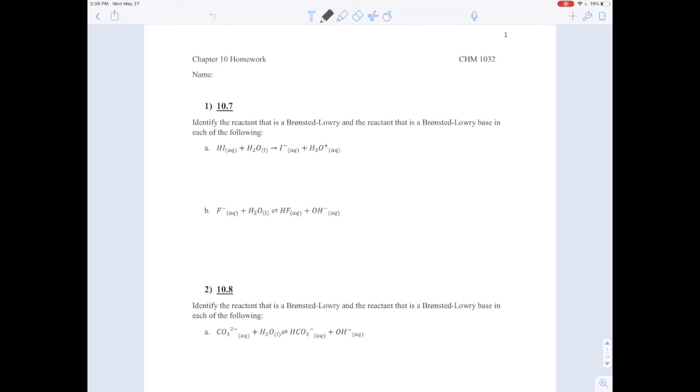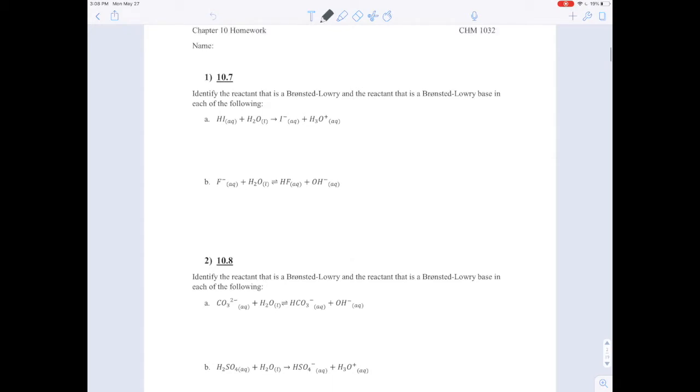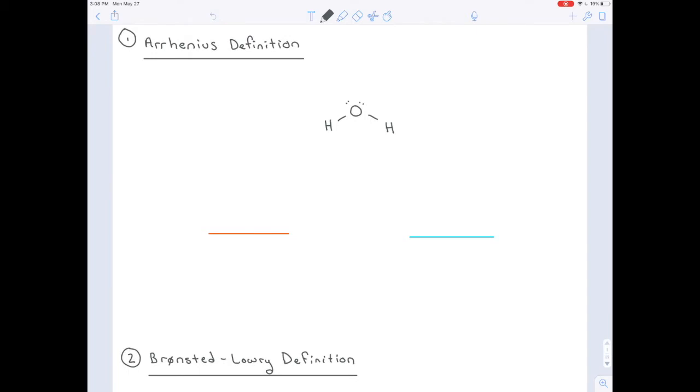Chapter 10, exercises 1 and 2 are asking you to identify the reactant that is a Bronsted-Lowry acid and a Bronsted-Lowry base in a few different reactions. And so the first thing we need to do is to find out what a Bronsted-Lowry acid and base even are. Let's build up by starting with the original definition for an acid and a base.